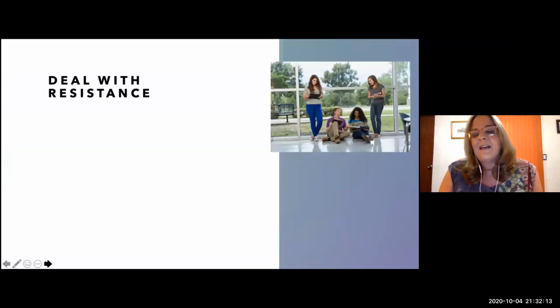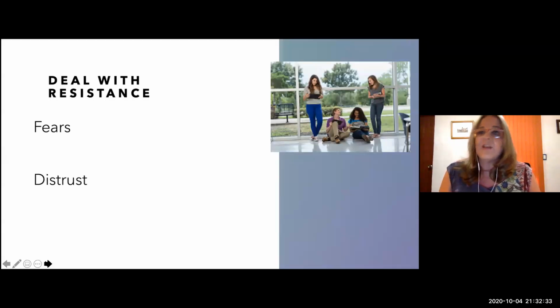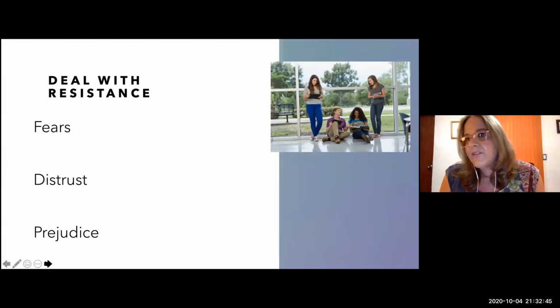And finally, well, deal with resistance, because you may have resistance from students at the beginning because of their own fears. If you're applying this for the first time, well, this could be something that scares them. Sometimes because of distrust, you can find students that want to work on their own because they believe they can be much better than the rest of the group. And also prejudice, because sometimes they don't like a student and they don't want to work with that person.